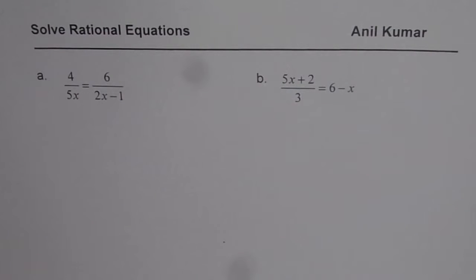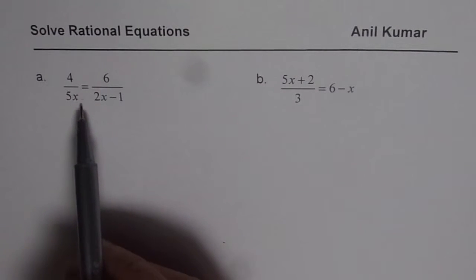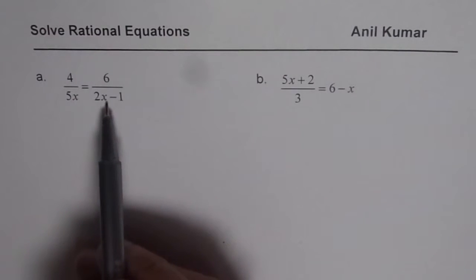I'm Anil Kumar, and now we will see how to solve rational equations. In a way, these rational equations are more like solving linear equations. Let us see how. The first one here is 4 over 5x equals 6 over 2x minus 1.